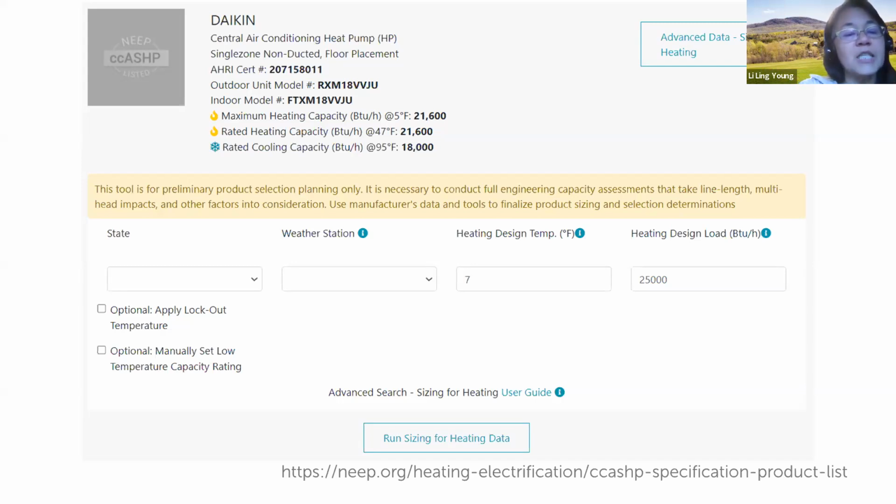And then the second checkbox is where you can put in the information if you went and looked at the extended engineering data for the heat pump, and you can see that at -11 degrees it says the capacity is this. You can add that in so that it will extend those capacity lines out to the left and show you what the capacity is actually at your design temperatures. And then the little button at the bottom, run sizing for heating data, you click that and you come up with the nice chart with all that information on it, and the little table underneath it with even more information.